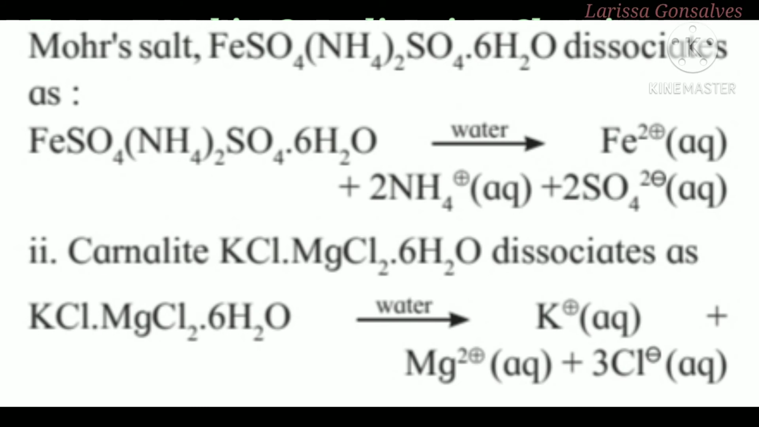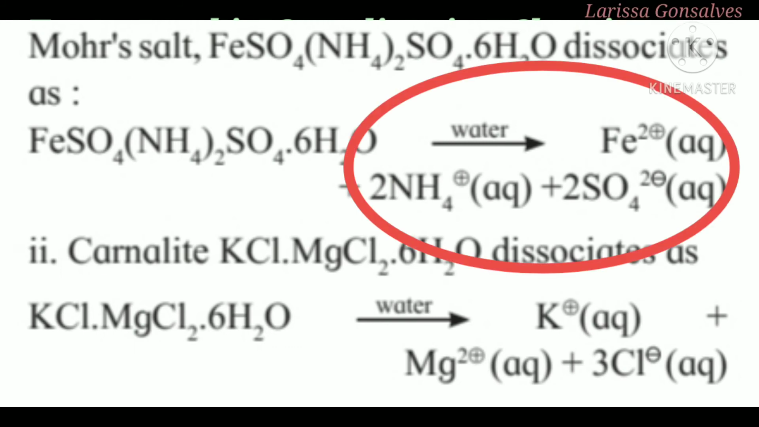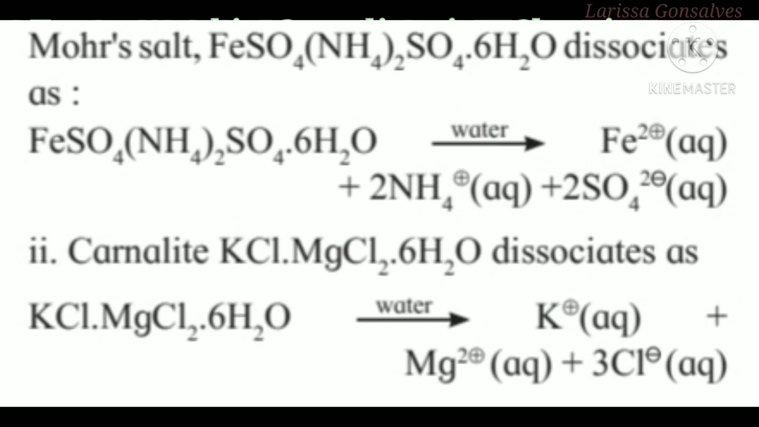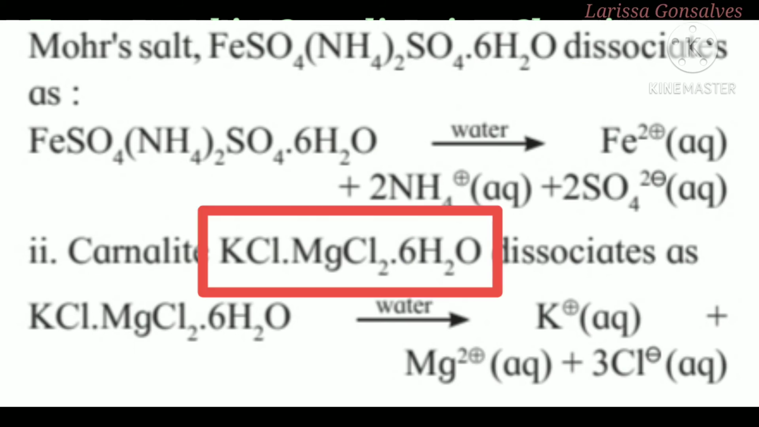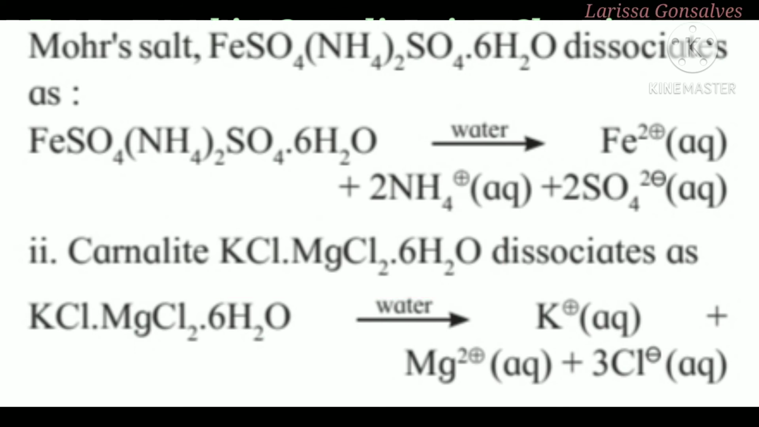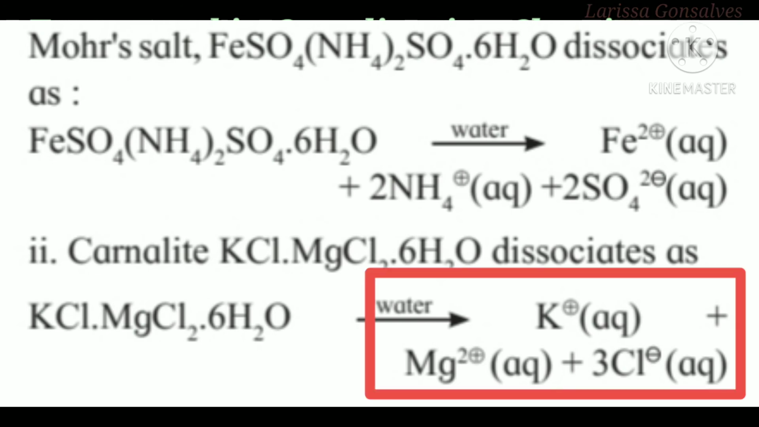So Mohr's salt in the presence of water will dissociate as Fe2+. Since we have 2 times SO4, it will dissociate as 2 times SO4 2-, and 2 molecules of NH4+. Let us take another example, carnallite, with the formula KCl·MgCl2·6H2O. When carnallite dissolves in water, it dissociates as K+, Mg2+ and 3 times Cl-.